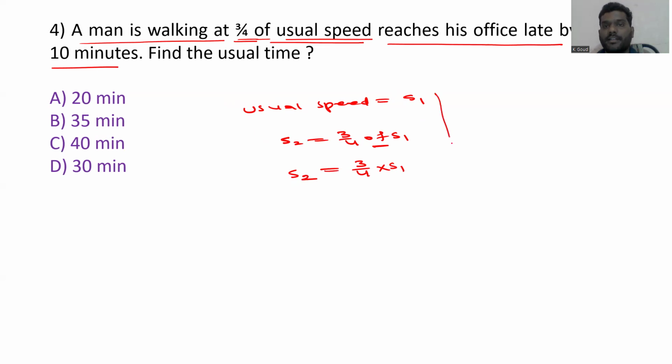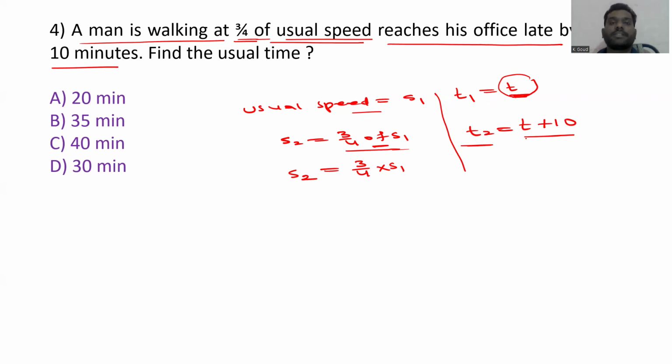See here. Now I will consider T1 equal to T, the time of the man at usual speed. If he is walking with usual speed, he will reach the office by T. But whenever he is walking with 3 by 4 of usual speed, he will reach 10 minutes late, meaning more time. He takes 10 minutes more than the usual time. So what have we considered as the usual time? T is the usual time, but he takes 10 minutes more in the second condition. So T2 will become T plus 10. Late or more comes under addition. T plus 10 we have to do.